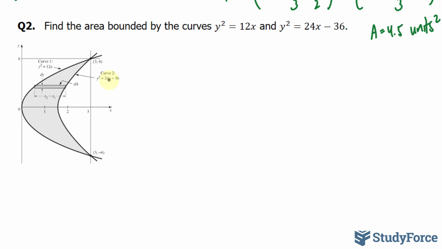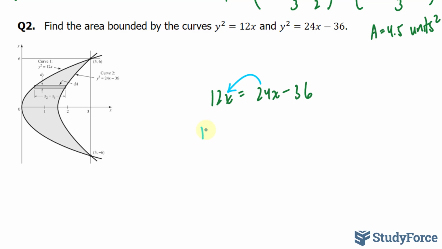For this, I've provided a visual. Now, we need to find out the points of intersection, so I'll set these two equations equal to one another. Notice that we have y squared here and y squared here. So I'll set 12x equal to 24x minus 36. This looks like a linear equation, so I can easily solve for x.